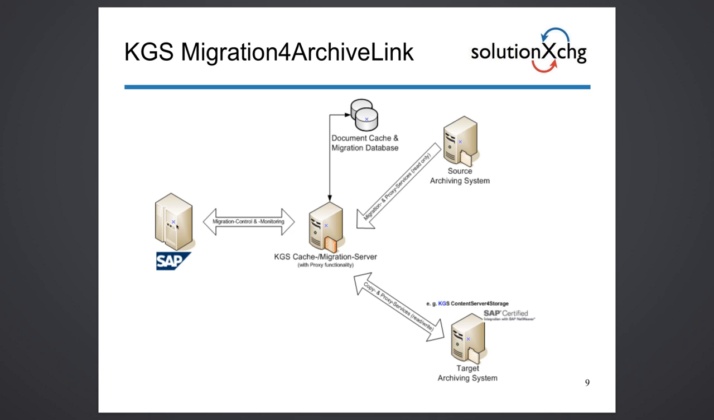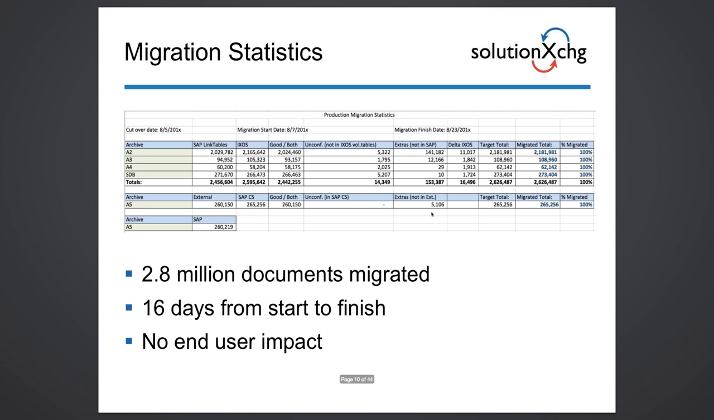So SAP is none the wiser. It just thinks it communicates with one archiving system, but the cache server, the migration server, intelligently determines where to find the documents. Is this an old document? I get it from the source archiving system. Is this a new document? I pull it from the new target archiving system. So a completely seamless, high performance capability, with no impact on the end users, and seamless migration in the background.